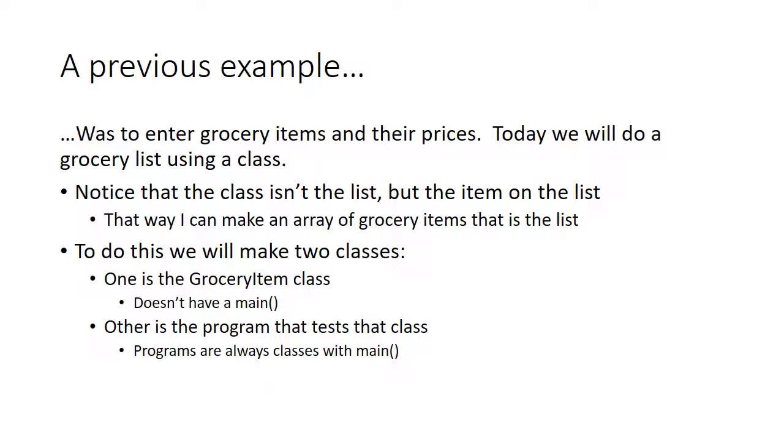You'll notice that the class isn't the list, but the class is the item on the list. That way we can make an array of grocery items that will be the list. To do this, we make two classes. One is going to be the grocery item class. Remember, this does not have a main because we're not going to execute this one, so this is not a program. The other is the program that tests the data. Programs that test the data, or programs or applications, always have a main. So we're going to have that program have the main.